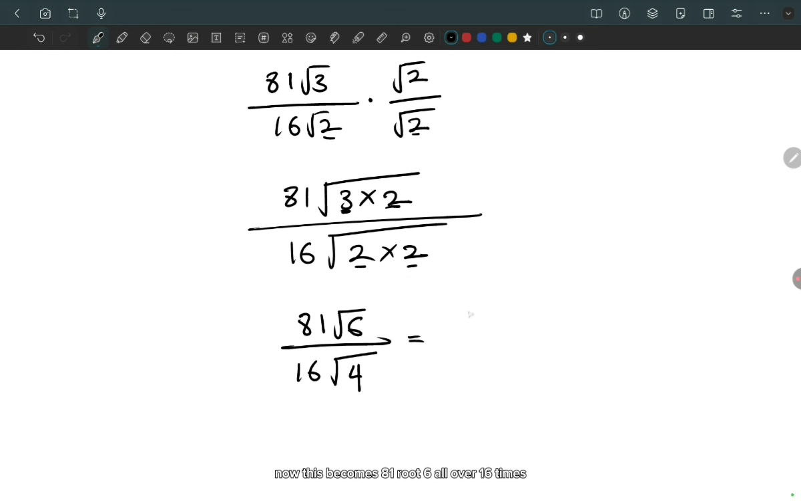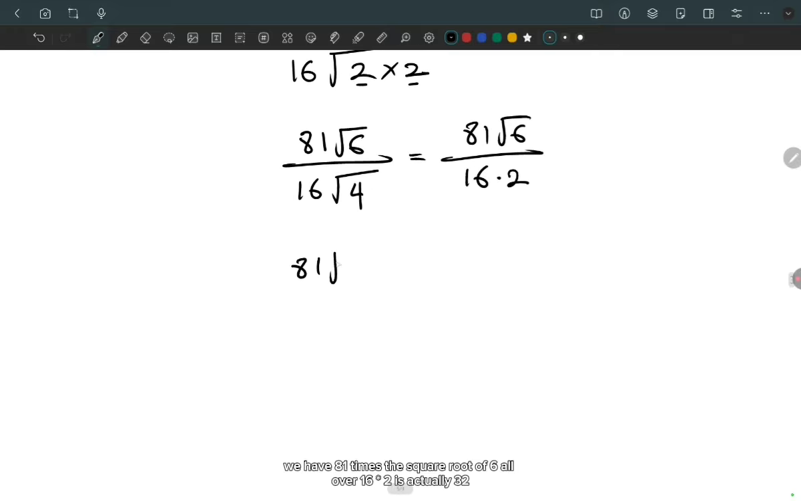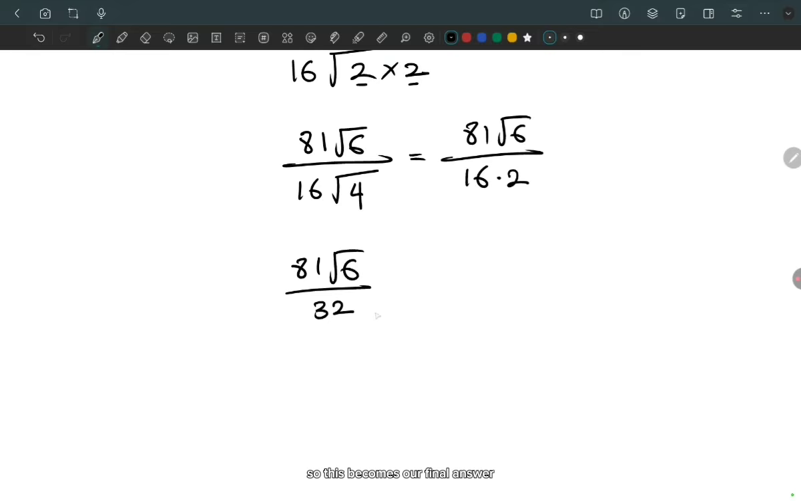Now this becomes 81 root 6 all over 16 times the square root of 4, which is actually 2. And then simplifying, we have 81 times the square root of 6 all over 16 times 2, which is actually 32. So this becomes our final answer.